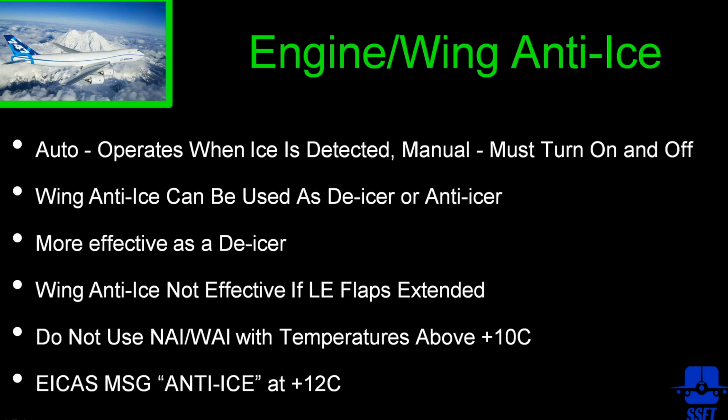The wing anti-ice or the nacelle anti-ice will operate when ice is detected if you have the auto position. So if you have the auto position on both nacelle and wing anti-ice, then if ice is detected, they will go ahead and turn on automatically. If you're manual, then you have to turn it on and off. There is no auto position. There's just the off position and an on position. And so you have to manually turn on and off based on what you see.